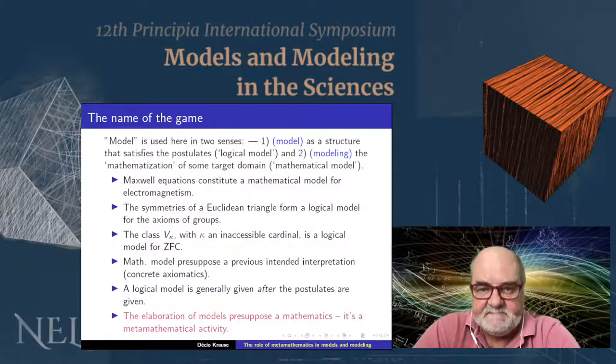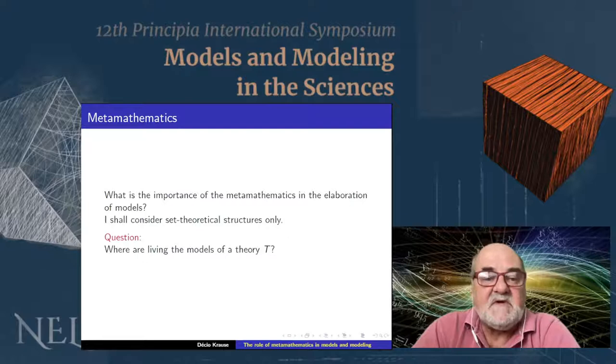But then there's the question, what's the importance of the metamathematics in the elaboration of models? I shall consider here, just for brevity, set theoretical structures only, which are more common in the philosophical discussion. Then I pose the question: where do the models of a theory live?